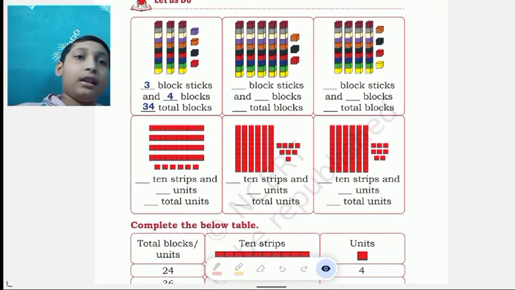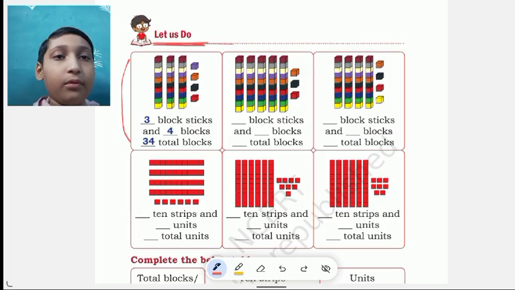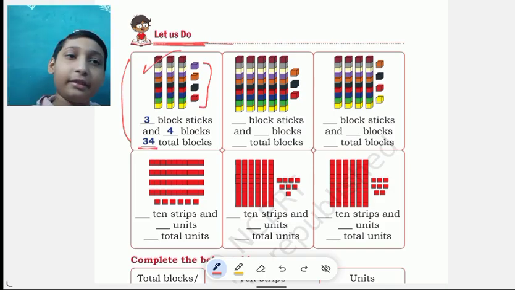Now let us do this. Okay, this is the example. We got 3 block strips and then 4 blocks, to a total of 34. So then we got this one. You have to count how many block strips there are.